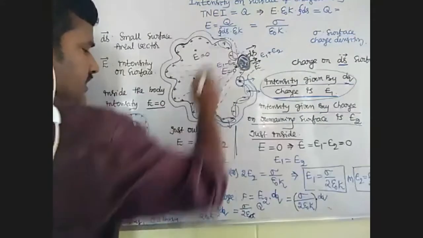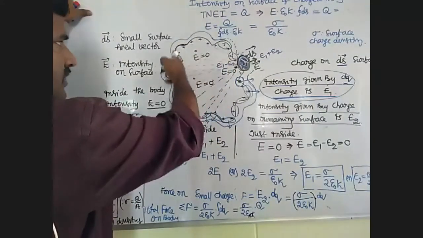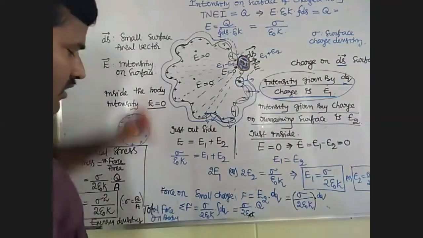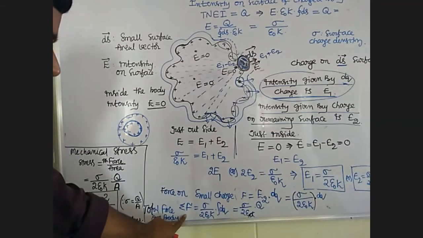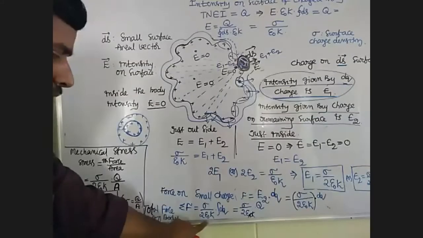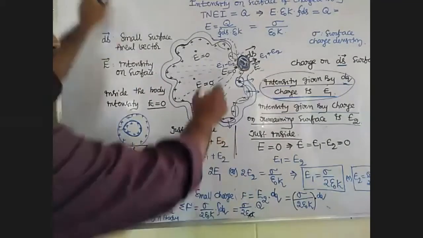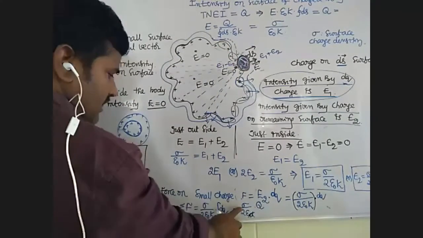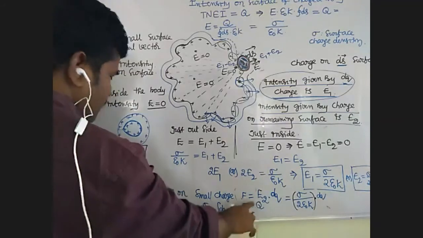Then the body size increases. So everywhere the force is acting. Then the total force acting on the body is the summation of this one, this one, this one. Summation of F equals sigma upon 2 epsilon naught K times the integration of dq. Total charge is Q. So sigma upon 2 epsilon naught K into Q.